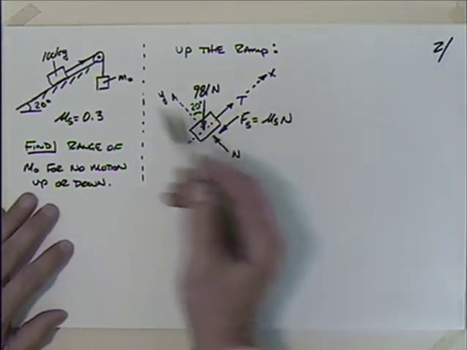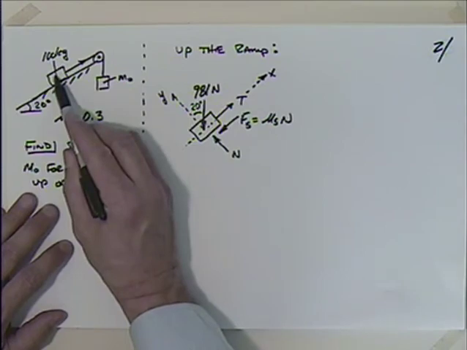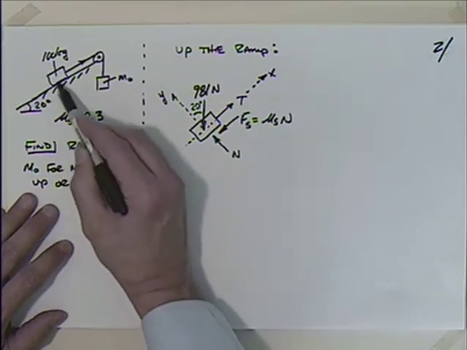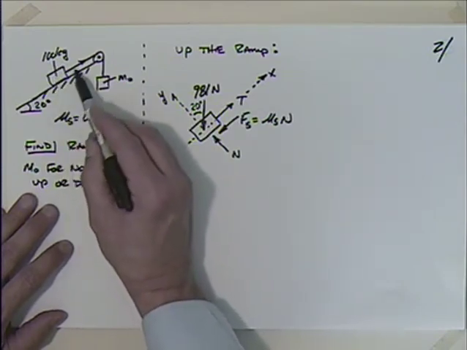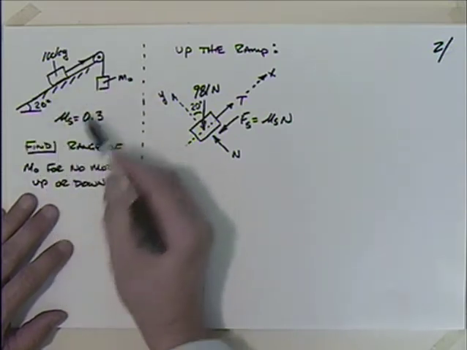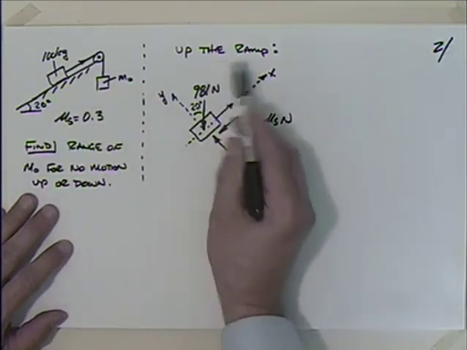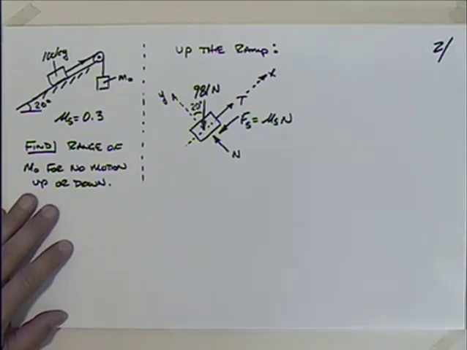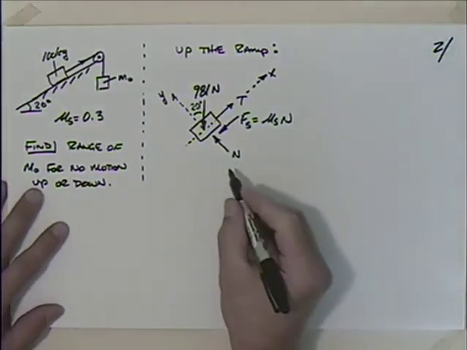So have we got everything? We've got the weight of this acting to the center of the earth. We've got the normal force of the ramp pushing back on the block. We've got this tension in this rope or cable. And we've got the friction force. If we're looking at motion up the ramp, our friction force is resisting that. It's going down the ramp.